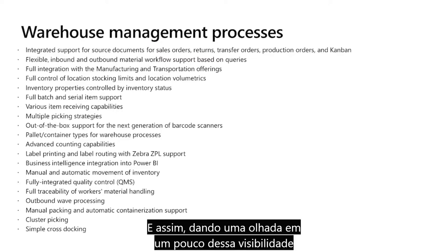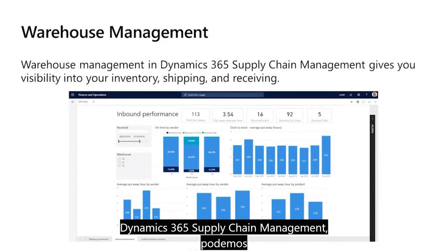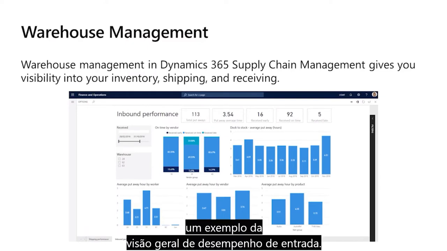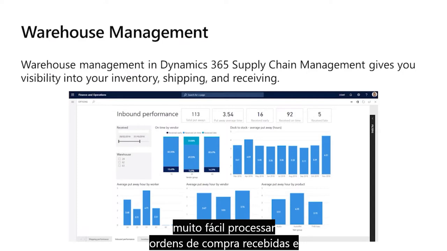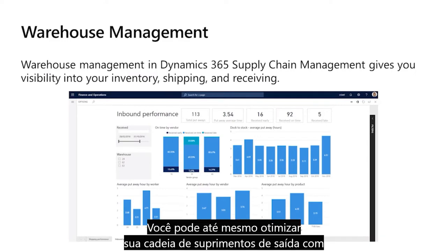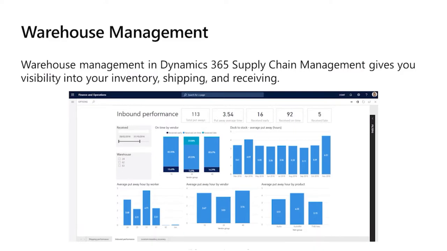And so taking a look at some of that visibility and the charts that you can actually see within Dynamics 365 Supply Chain Management, we can actually see on the screen an example of the inbound performance overview. So with Dynamics 365 Supply Chain Management, it's really easy to process incoming purchase orders and streamline your inbound supply chain processes. You can even optimize your outbound supply chain with the automatic sales order release. There's even efficient picking operations and coordinated staging for shipment.